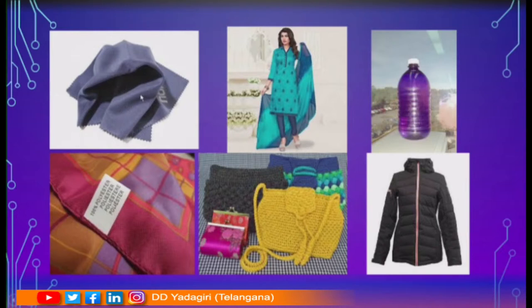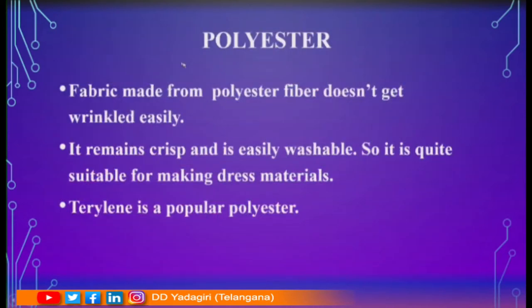You feel it, you observe it, and you hold the texture and observe it. This is a polyester dress. Here, this is a bottle which is made up of polyester. This is a jacket which is made up of polyester. This is a cloth which is made up of polyester. These are all the things which are made up of polyester. See the shine and the texture. Then, these are all the items which are made up of polyester.